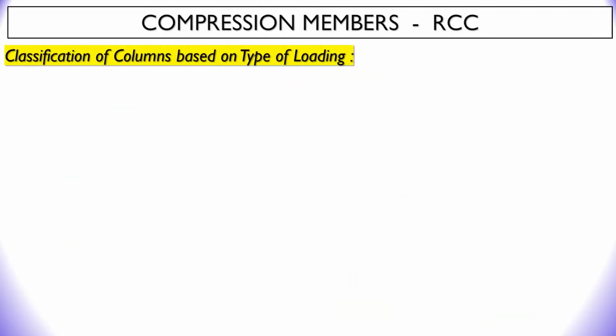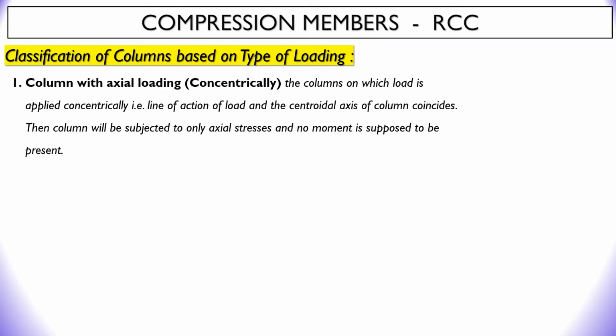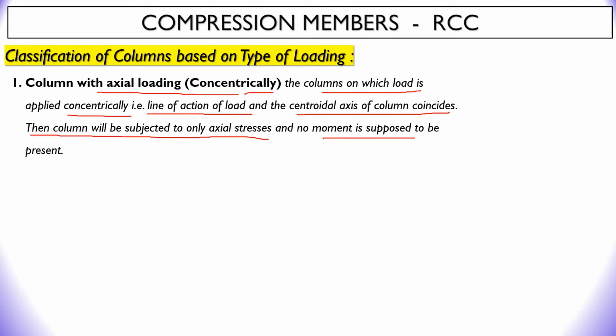So these are the two types of classification of columns based on the type of reinforcement. Now another interesting classification of column is based on the loading criteria. First of all, let us discuss the column with axial loading. It is a concentrically loaded column. These are the columns on which load is applied concentrically. Concentrically means the line of action of load and the centroidal axis of the column coincide. Then the column will be subjected to only axial stresses and no moment is supposed to be present.